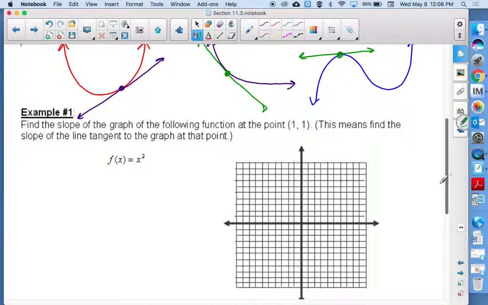A lot of the problems that you'll have will have these directions. Find the slope of the graph at a specific point. This means find the slope of the line tangent to the graph at that point, because that's actually what we're going to be finding. It still has to kind of go back with a line. The slope and line go together.